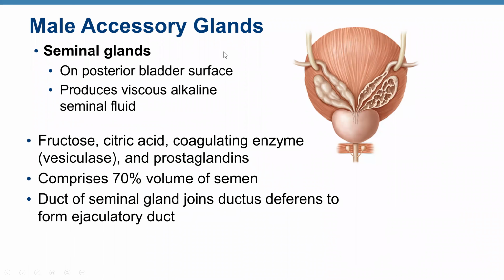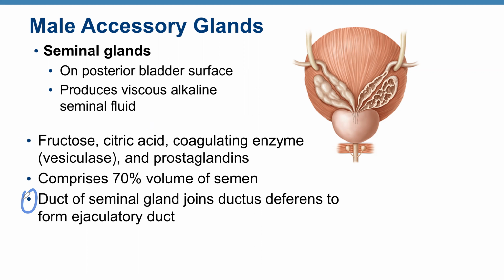Male accessory glands. And we're going to start with the seminal glands. They are located on the posterior bladder surface and produce viscous alkaline seminal fluid. So that's a posterior view. This is the urinary bladder. Now, this is the ductus deferens and ampulla of the ductus deferens. And just next to it is our seminal gland, or seminal vesicle. The seminal vesicle produces about 70% of the volume of semen. And this fluid that is produced contains fructose, citric acid, coagulating enzymes, and prostaglandins.